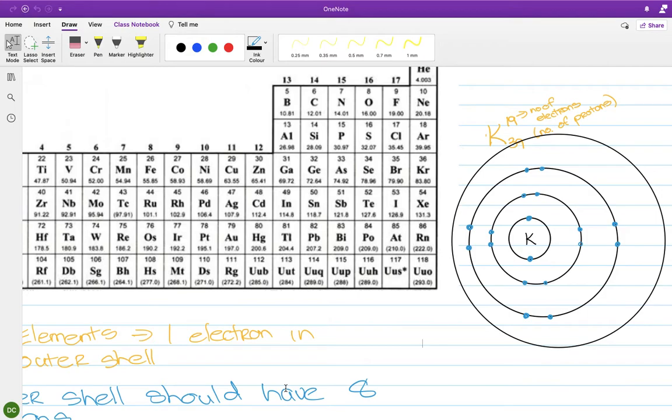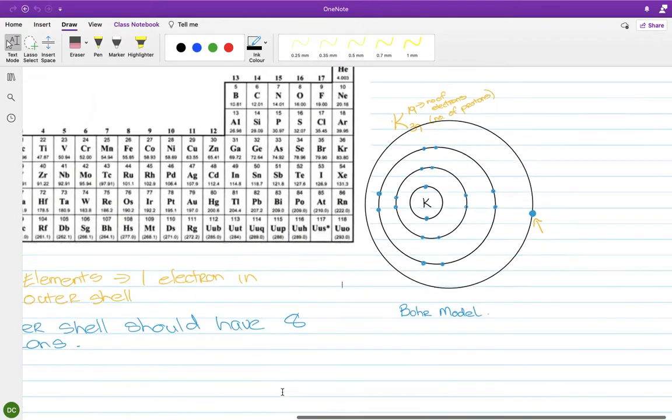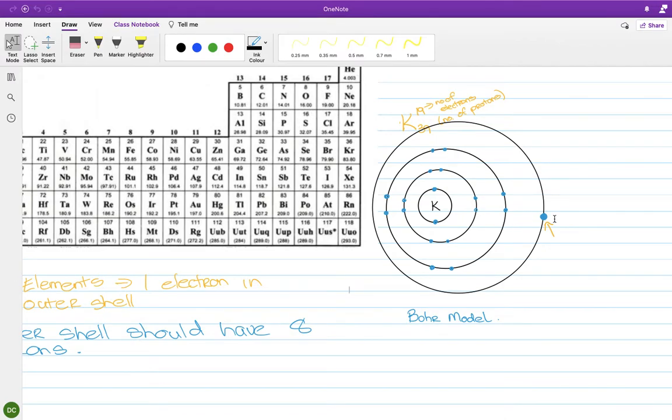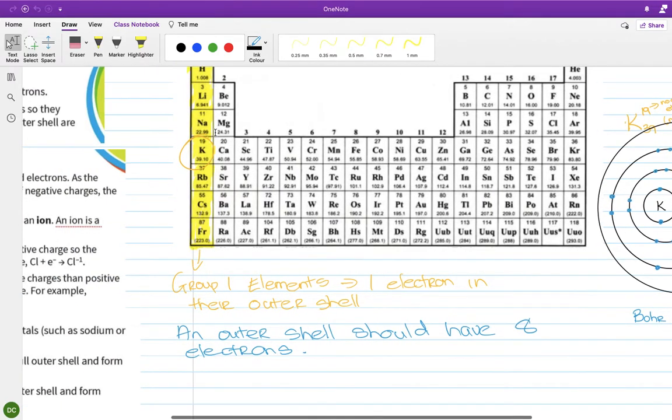So that's how I build my, it's called a Bohr model. Okay, that's how I build my Bohr model. And you can see that when I build my Bohr model and I do it correctly, I end up with 1 electron in the outer shell of potassium, and potassium is a group 1 element, so I would expect to have 1 electron in the outer shell.